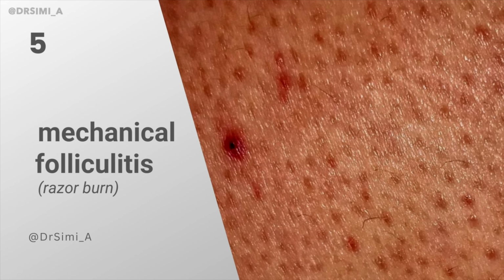But if I'm wrong and you've tried this, then please let us know how you got on and leave us a comment below. The next cause of strawberry skin is mechanical folliculitis. Now, folliculitis just means inflammation of the hair follicle that can be caused by either physical injury or infection. An example of physical injury to a hair follicle would be like what happens when you shave, and this would give you a mechanical folliculitis, which we know as razor burn.